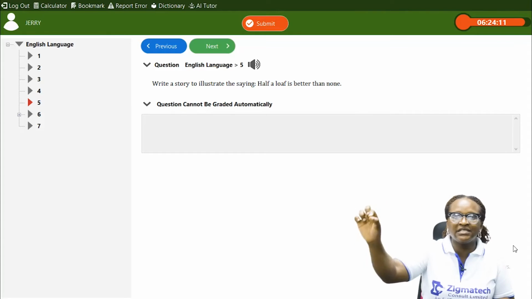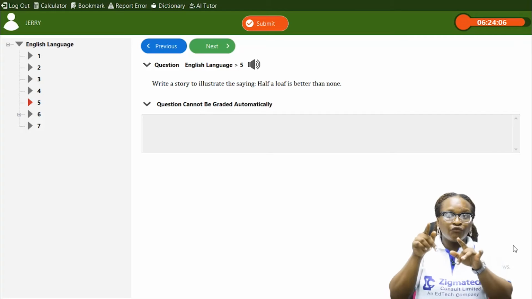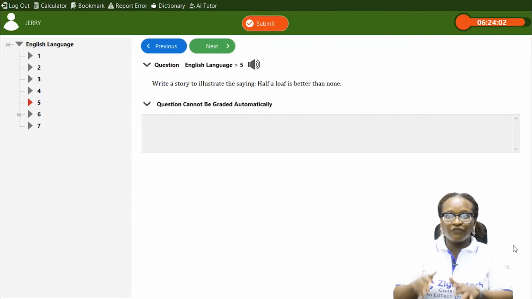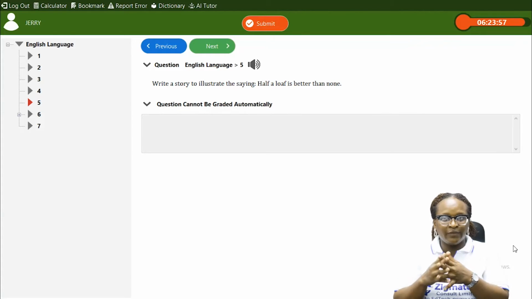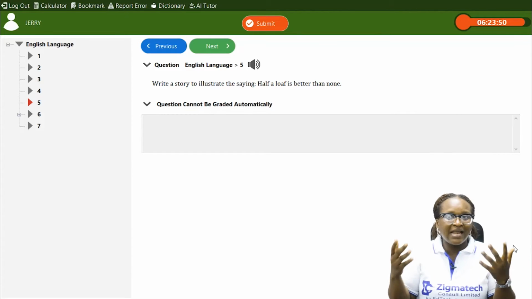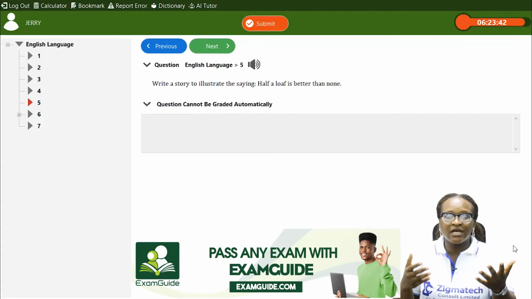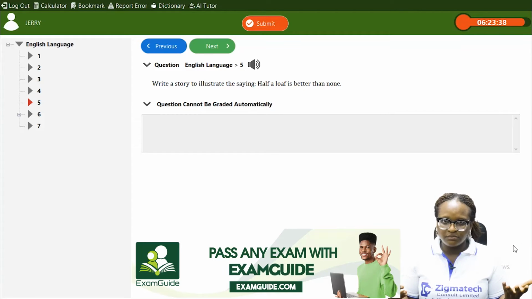Never at any point make this very saying your title. You need to create a title from this very saying that has been given to you. So if I'm to write an essay illustrating the saying half a loaf is better than none, I could title it appreciating life differences, or making do with the little I have. You must create something, and these are the things that could pose as problems.